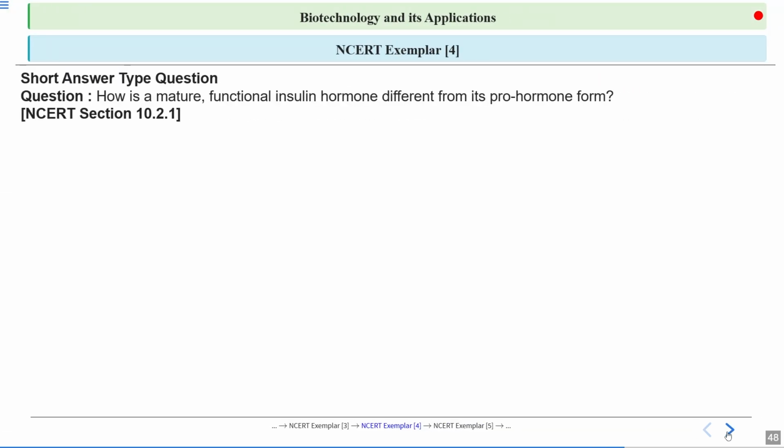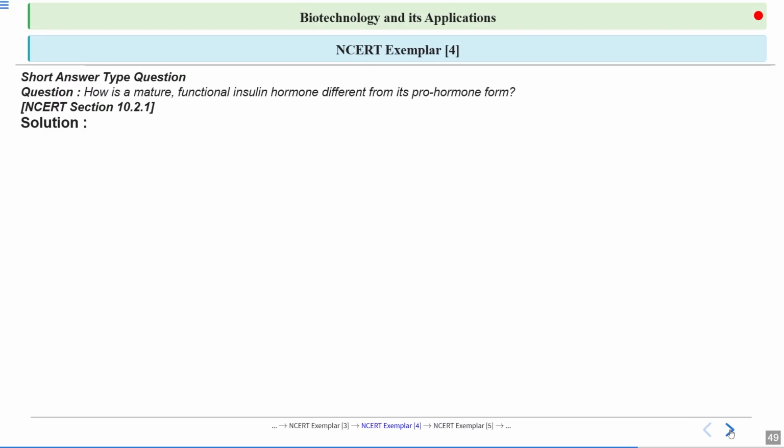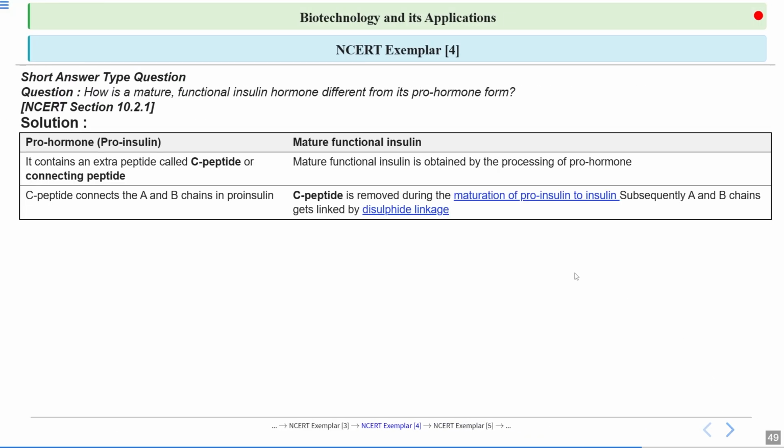Next question. This is a short answer type question, and the question is asking us, how is a mature functional insulin hormone different from its prohormone form? This is from NCERT section 10.2.1, and we have been discussing this in a lot of questions earlier also. So what is proinsulin? We know that it has one extra peptide chain which we call C peptide or connecting peptide. This C peptide connects the A and B chains in proinsulin. It is made up of 31 amino acids, whereas the mature functional insulin is obtained by processing this prohormone.